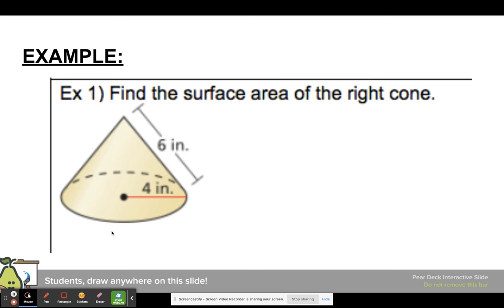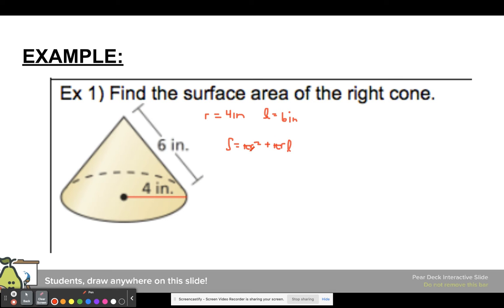I want to find the surface area of this right cone. It's given to me that my radius is 4 inches, and my slant is 6 inches. So I know my radius, I know my slant. That's really nice because, again, the formula for surface area is equal to pi r squared plus pi r l.